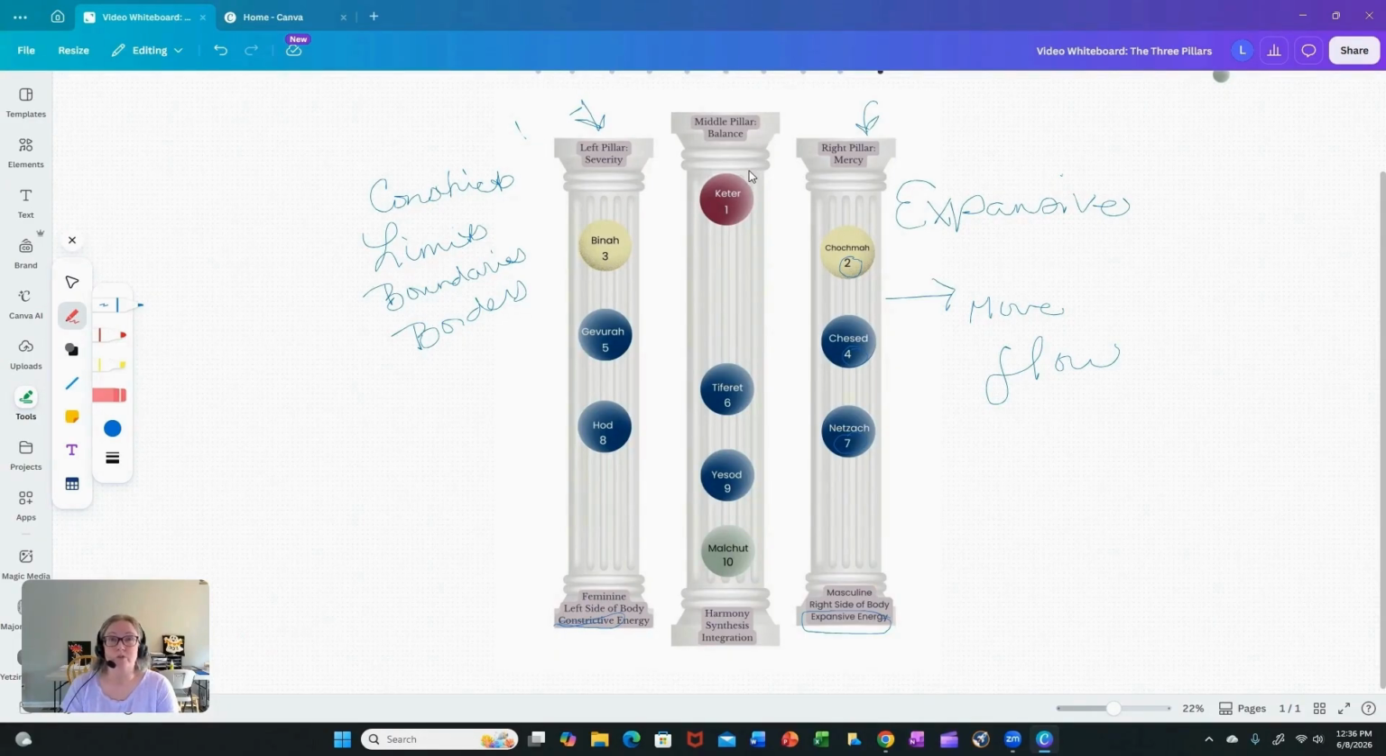And you know what? We need both those energies. We need expansiveness and movement outward. We need constriction and limits in order to really function. We just don't want them to go out of balance too much.